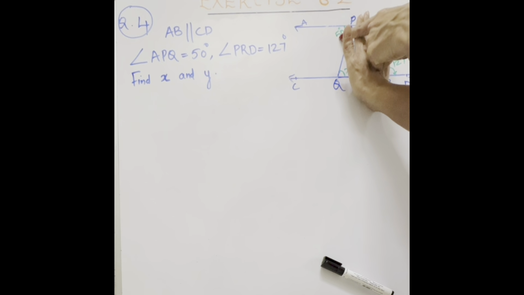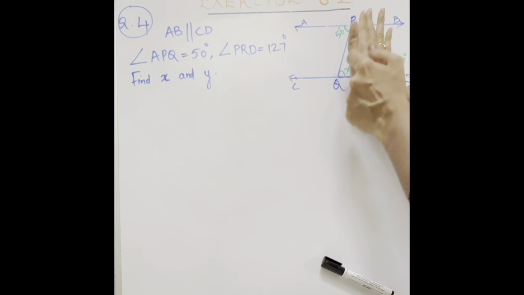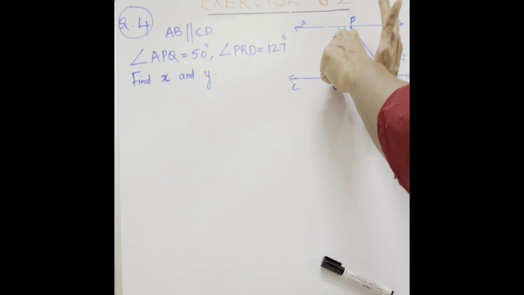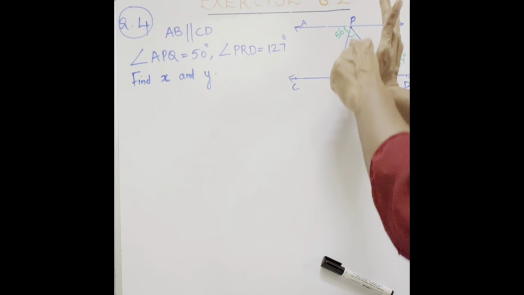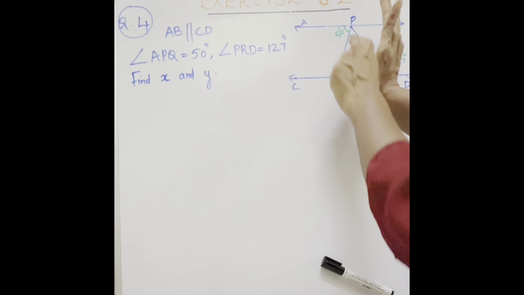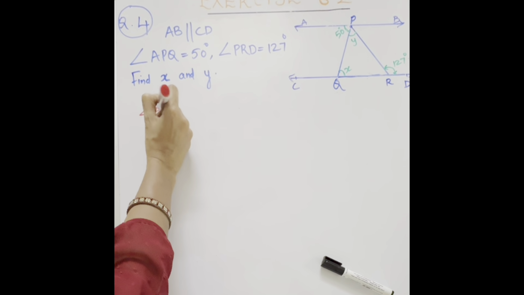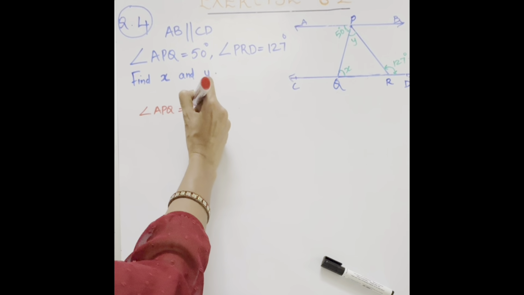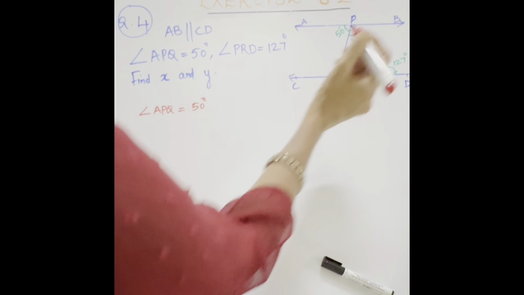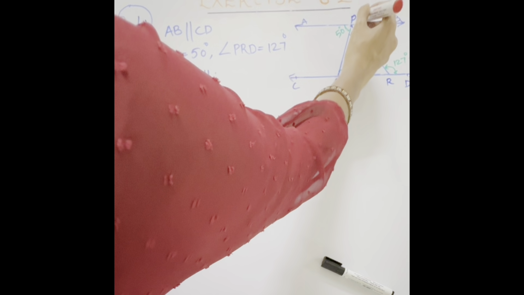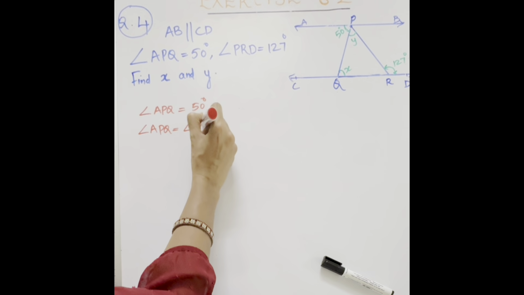What is this 50 degrees? 50 degrees is an interior angle. What could be the alternate interior angle? It will be x, right? So we know alternate interior angles are equal. So these two are equal, or we can say x is equal to 50 degrees. Let's write down that. We can say that angle APQ, let's write down that it is 50 degrees. Angle APQ is equal to angle PQR.